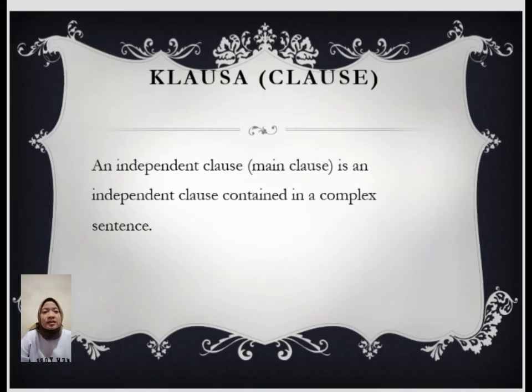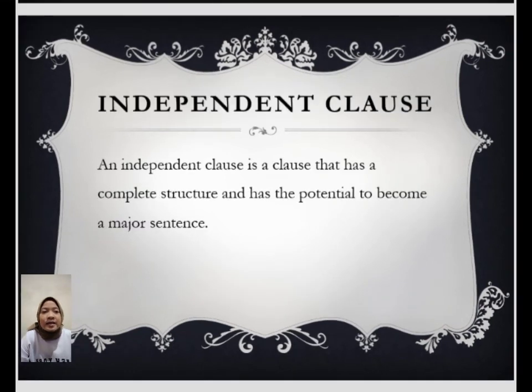And for clauses, an independent clause or main clause is an independent clause contained in a complex sentence. An independent clause is a clause that has a complete structure and has the potential to become a major sentence.